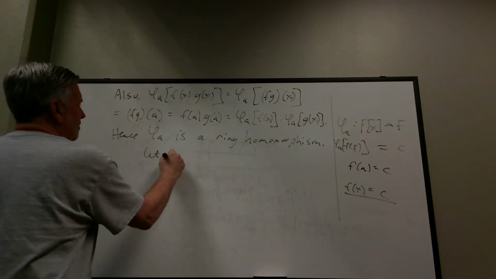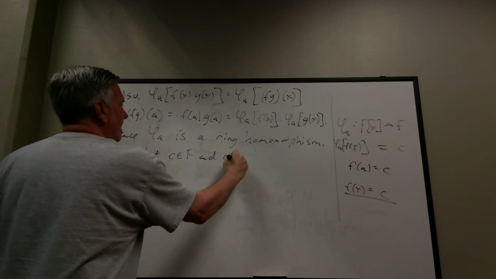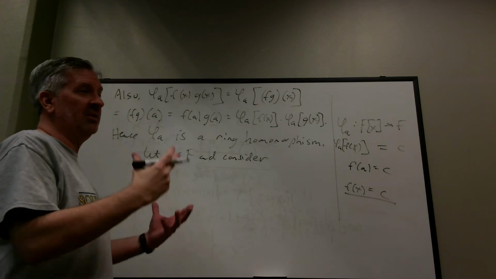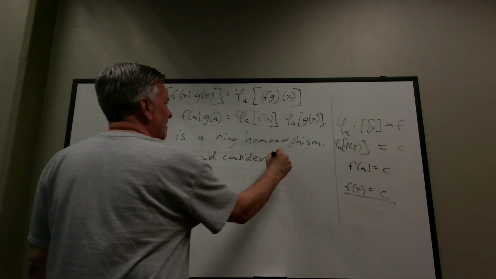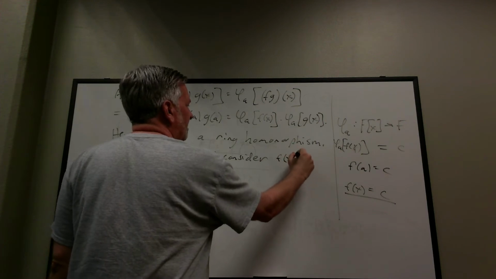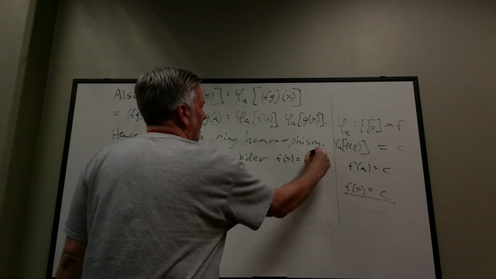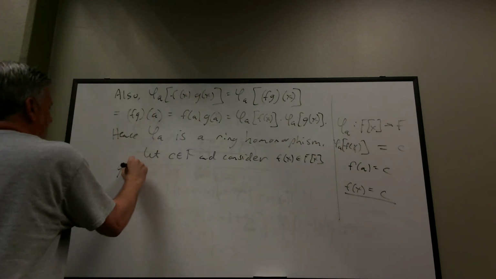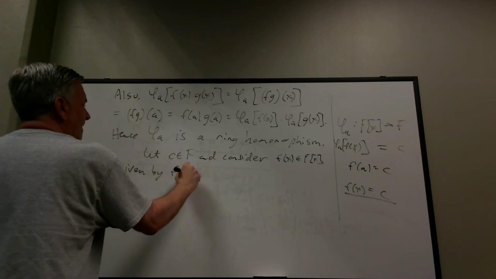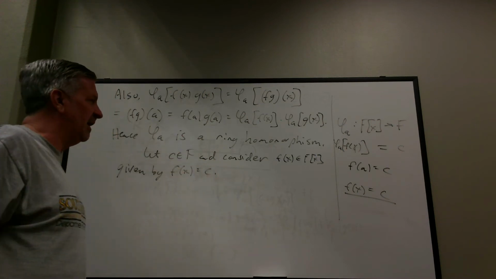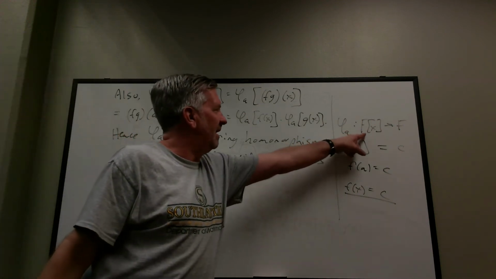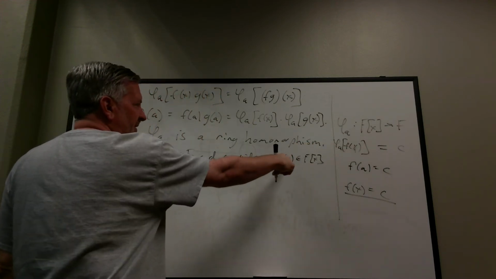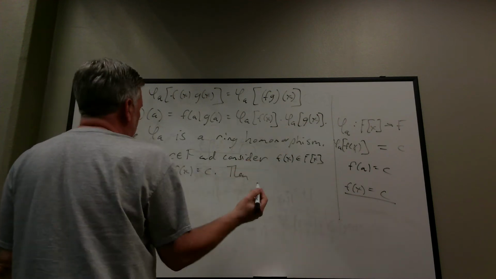So let c be in F and consider, again, I use the word consider in a proof to indicate that I'm pulling something seemingly out of thin air. Consider f of x in F[x] given by f of x equals c. So I'm telling the reader what element I'm choosing in here. Then we just have to show that phi a of the f I've chosen gives me the c, but we know it's going to work.